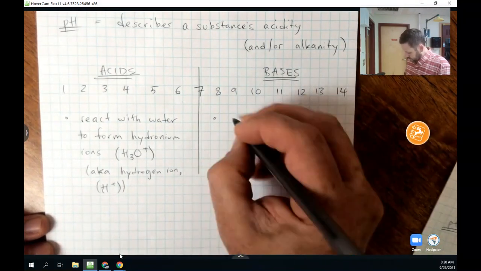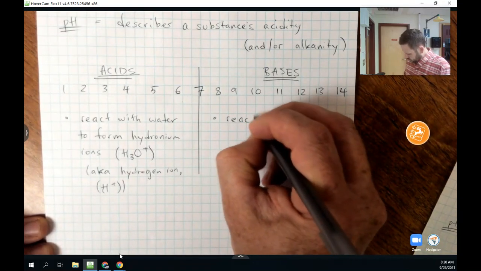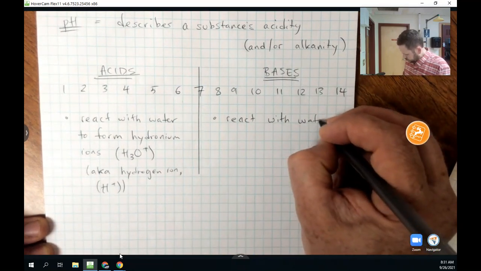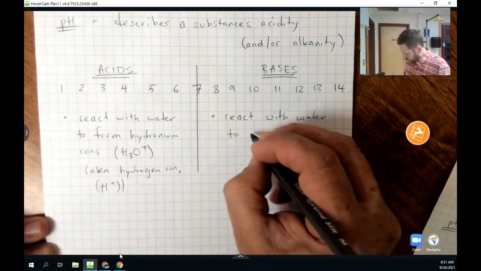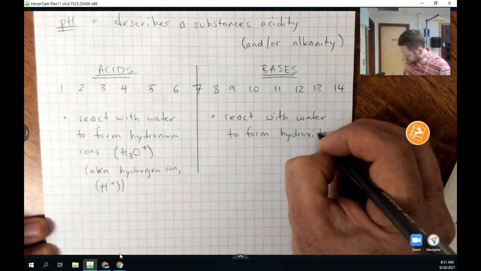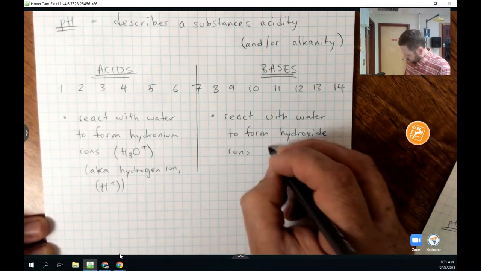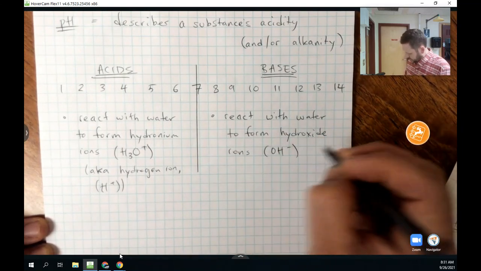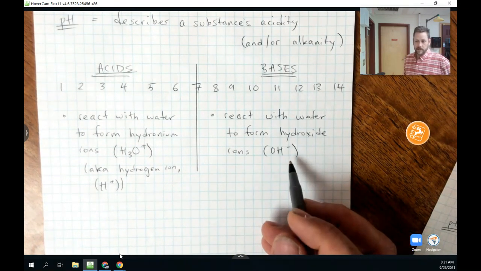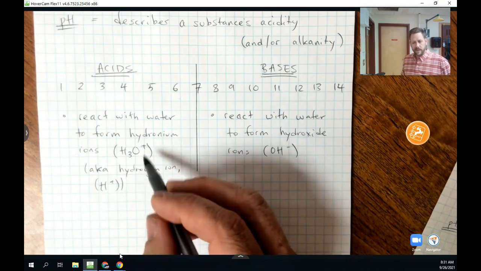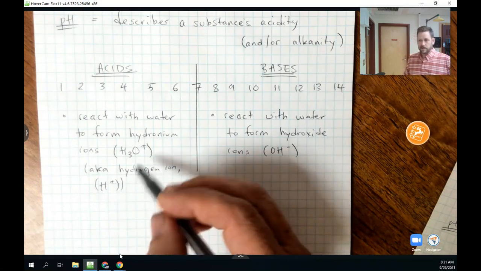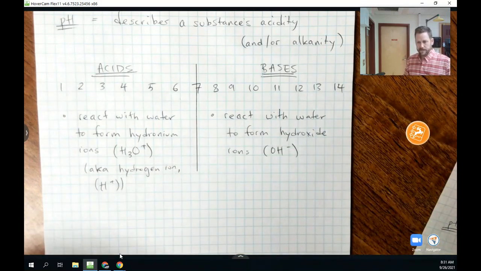We're going to contrast that with a base. Bases react with water to form a different type of ion called hydroxide. Bases react with water to form hydroxide ions. And the formula of a hydroxide ion is OH-. And there's no other way that hydroxide ions are known, unlike hydronium. Sometimes people say hydronium, sometimes people say hydrogen, and they're really referring to the same phenomenon or species.